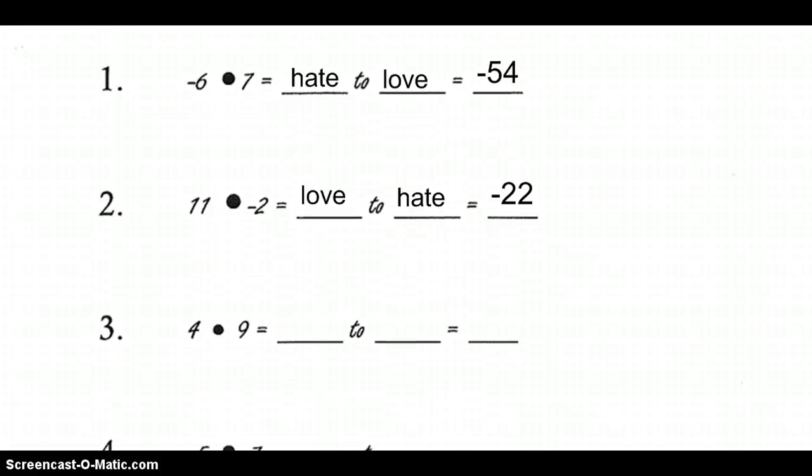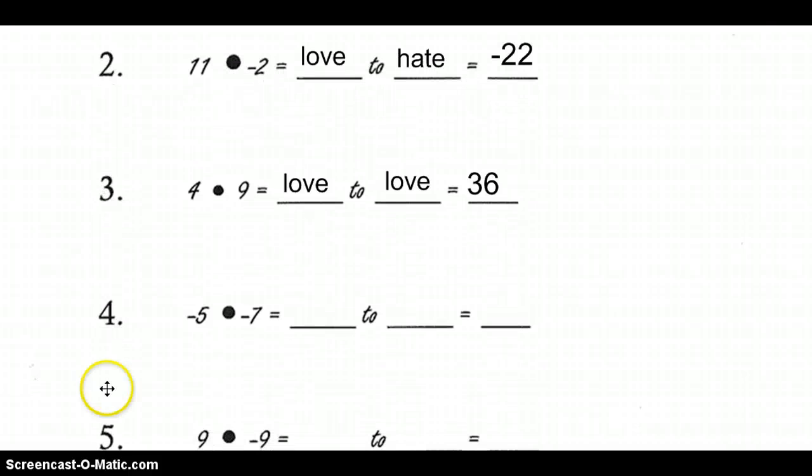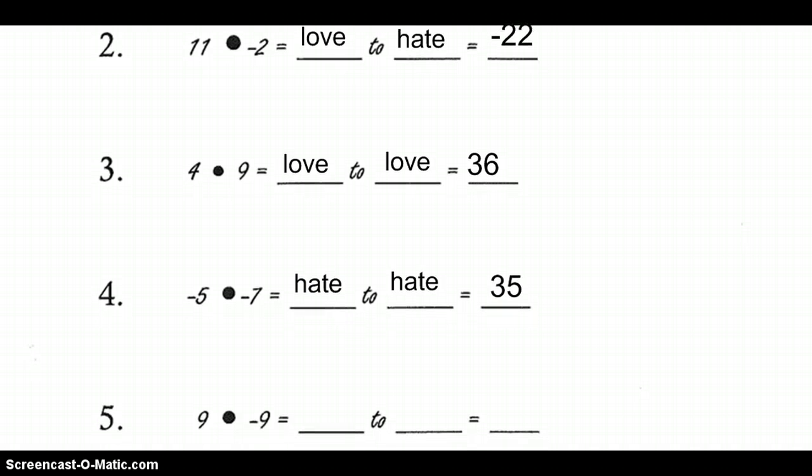For question 3, we have 4 times 9, a positive times a positive. So love to love, which means our answer will stay positive and it will be 36. In question 4, we have a negative times a negative. So that means we hate to hate things. If you hate to hate things, that means you love things. It'll end up being positive. So a negative times a negative will give you a positive 35.